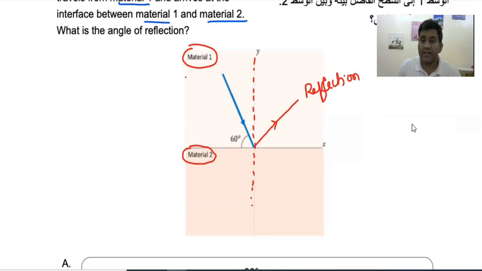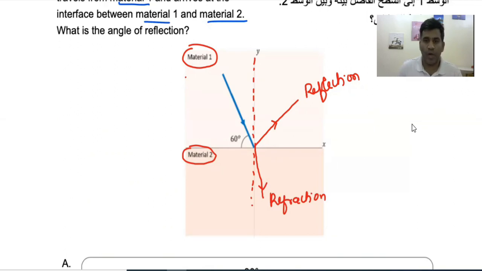And part of the light will be refracted, it enters into the medium. This is called refraction. So reflection is different and refraction is different. Now the question is about what is the angle of reflection. So how do I calculate the angle of reflection? Whenever the light ray bounces back by hitting a medium's boundary, the angle of reflection is the same as the angle of incidence.